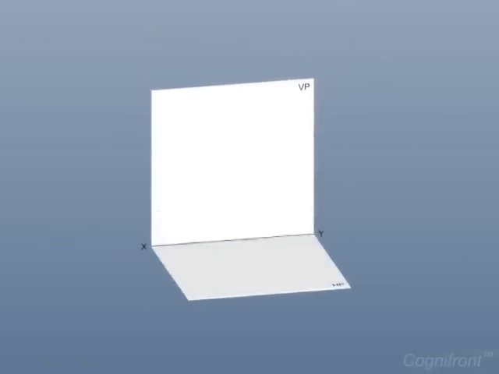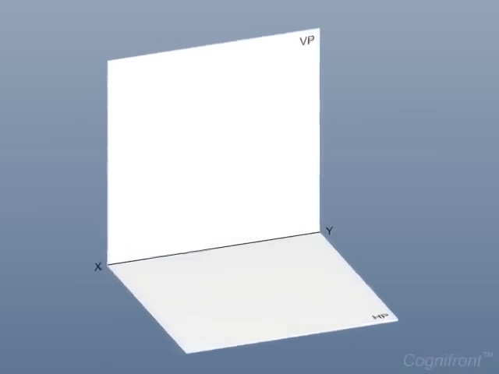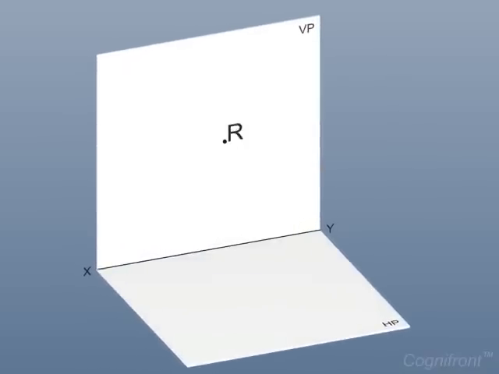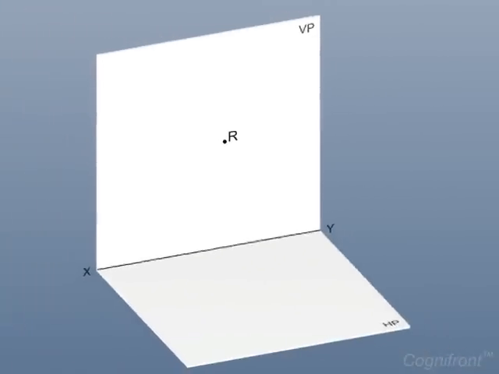Now, look at the screen carefully. This is a special case in which point object R is lying within the vertical plane of projection VP and above HP. Its front view R will be coinciding with the point object itself and will be located above the reference line XY. Its top view R dash lies on the reference line XY.